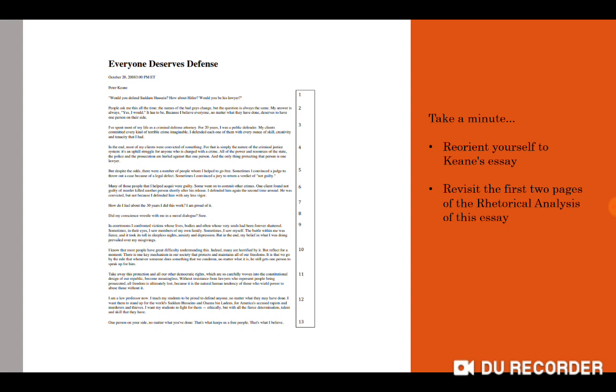And hopefully we're back and you've read the essay. And so I'm just going to talk through the first 2 pages a little bit. Remember that the claim is introduced in the second paragraph where he says, because I believe there, and then it's stated in paragraph 13, one person on your side, no matter what you've done, that's what keeps us a free people, that's what I believe. That is the stated thesis.